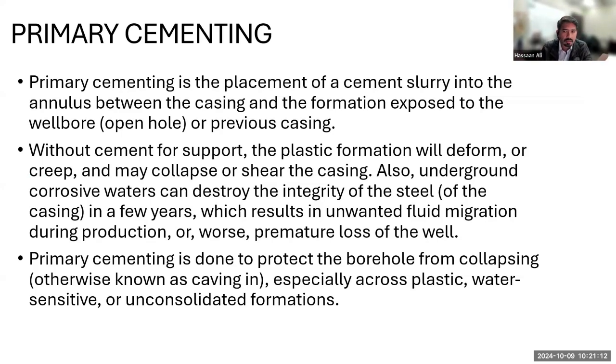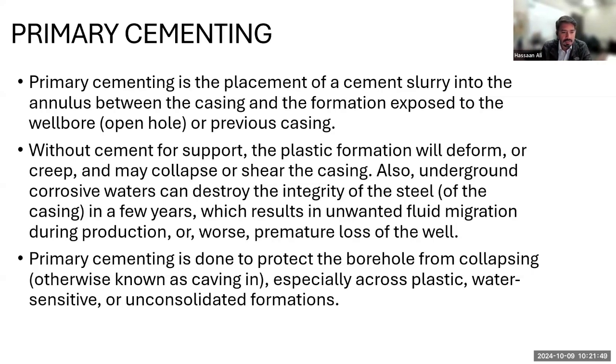Because if you don't do that, what will happen is that the plastic formation will deform, it will creep, and it will collapse or shear your casing. And you don't want that. You want your casing to be intact throughout the life cycle of the well. And then also you have corrosive waters with H2S and CO2. And primary cementing is there to ensure that the corrosive fluids do not come in contact with the steel, because if it does, it can corrode the steel to a point where the integrity of the steel is gone.